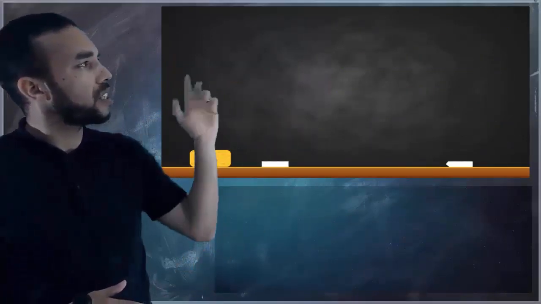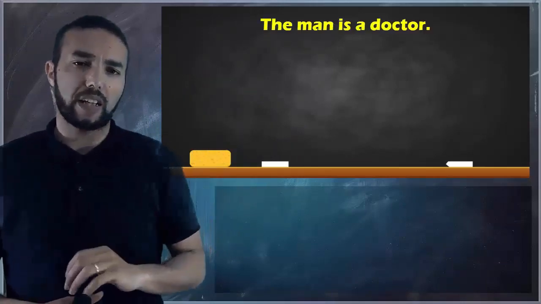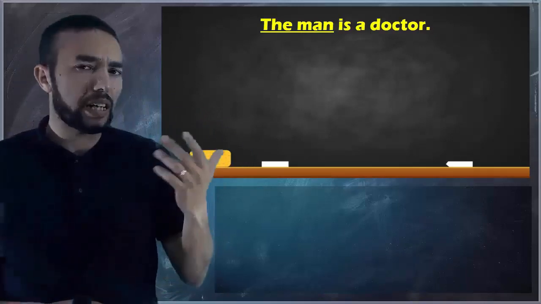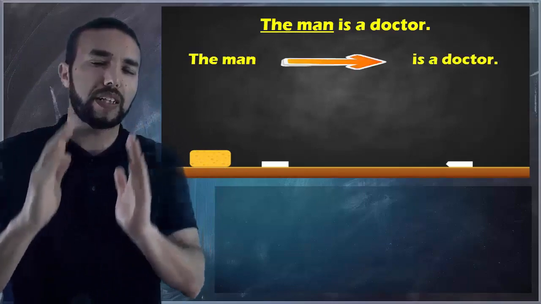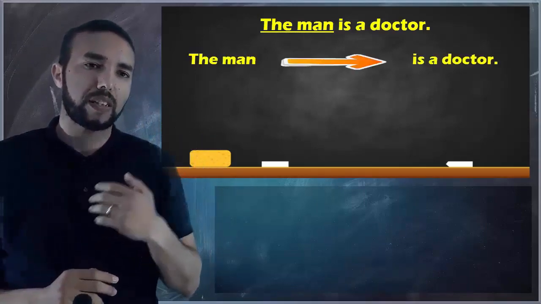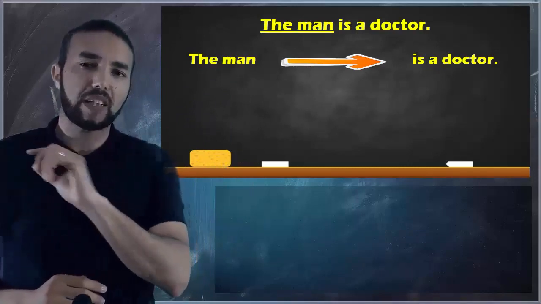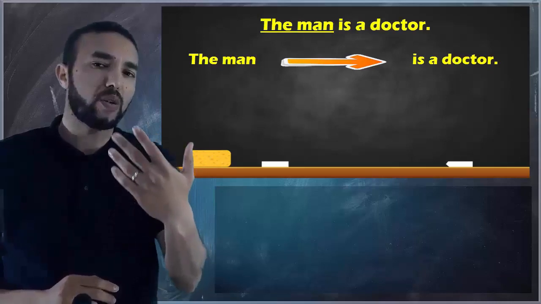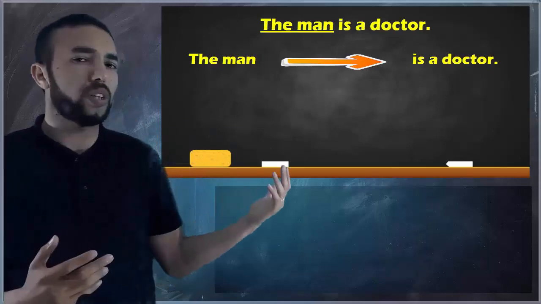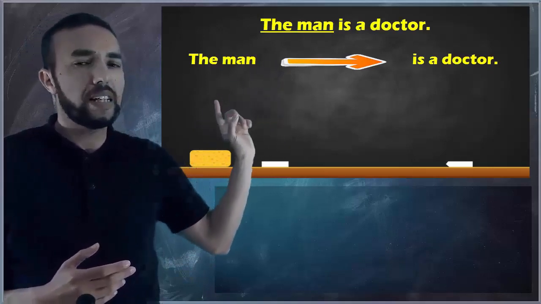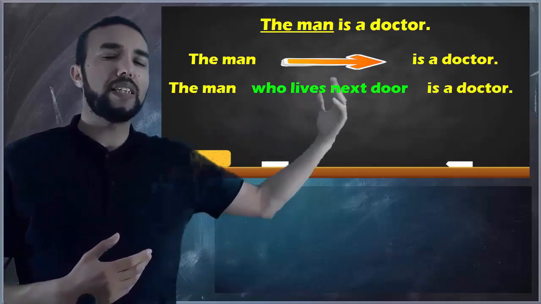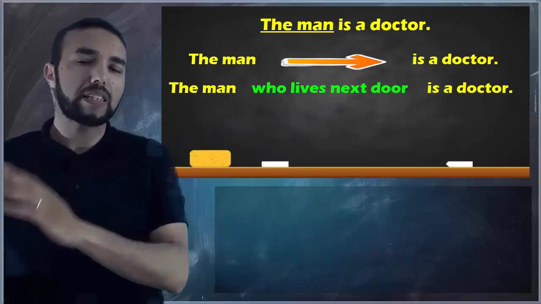I have another case. This is the second case. And you have here, for example, the man is a doctor. So the man here is at the start of the statement. Say the man is a doctor. You want to communicate that this man is a doctor. The same problem: which man? It's not clear. So you have to tell us which man is meant. We don't know. So when you say the man, after the noun, the man who lives next door is a doctor.